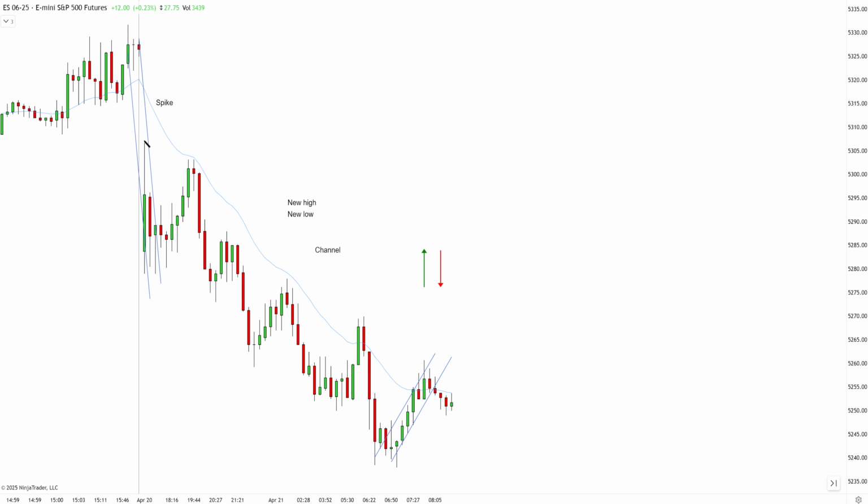So what I like doing is cutting the corner just a little bit, because I basically still keep the structure intact. You can see I'm getting a lot of confirmations off of these lows, and overall it fits really well. Spike down, this is a spike and channel pattern.